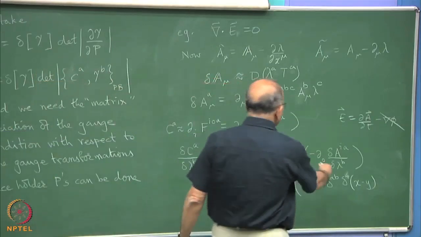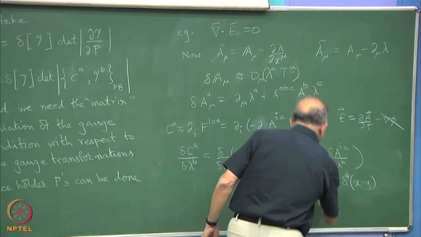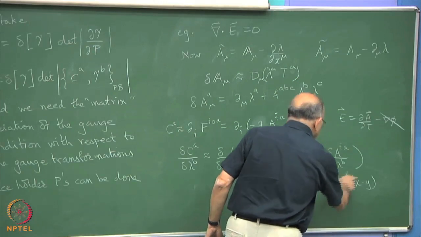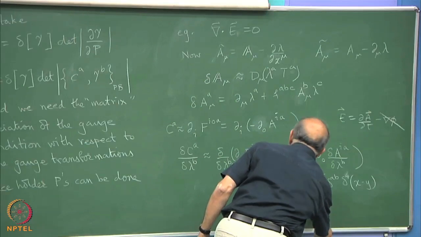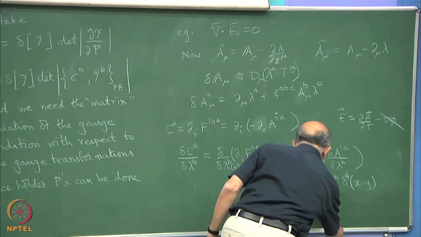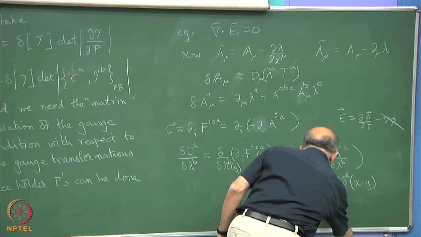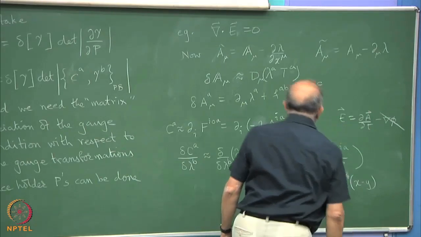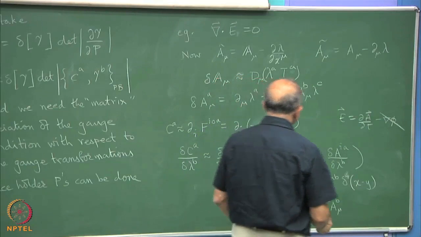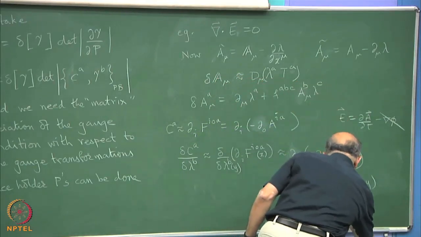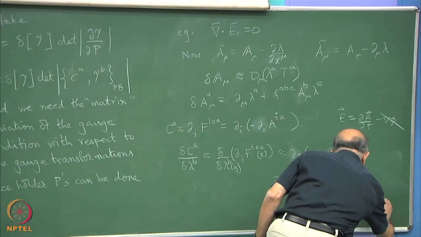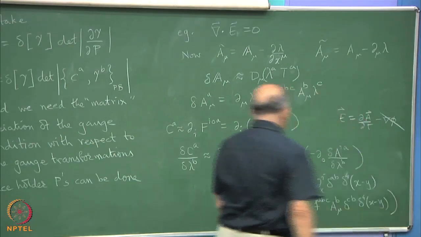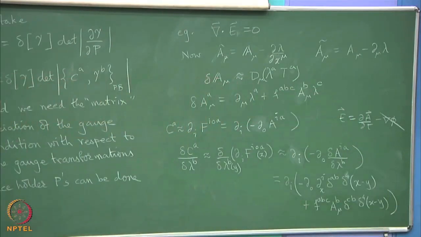right. The delta AB can of course come out, but this will be ∂_i of x, which will act on this delta function. And then plus f^{ABC} A_mu^B and delta CB and again delta 4 of x minus y. So, that is the formal expression for what this dC by d lambda is.